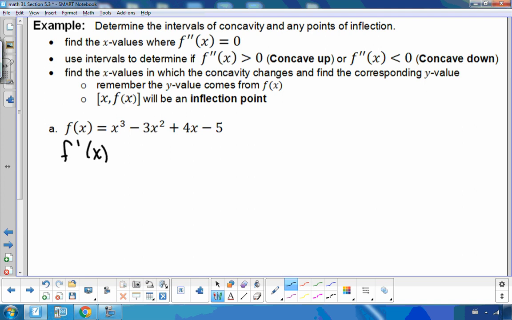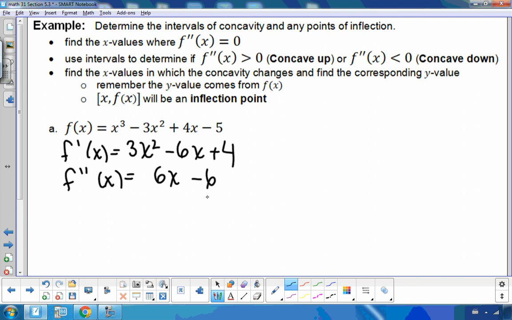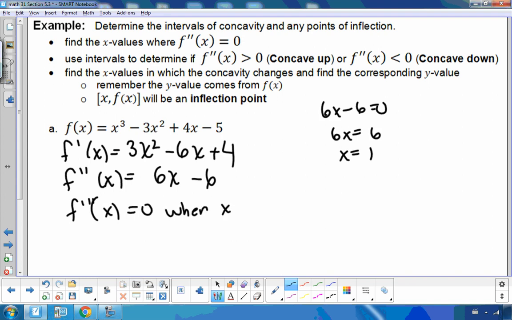So looking at this example here, I've got f of x is this cubic function. Let's take the first derivative. So the first derivative would be 3x squared minus 6x plus 4. Now let's take the second derivative. 6x minus 6. So the second derivative is equal to 0. So if I set it equal to 0, that will happen when x equals 1. So x equal to 1 is our key value. So let's set up an interval at 1.